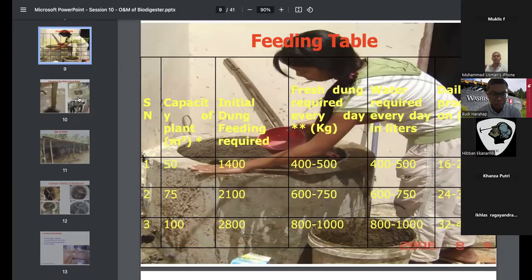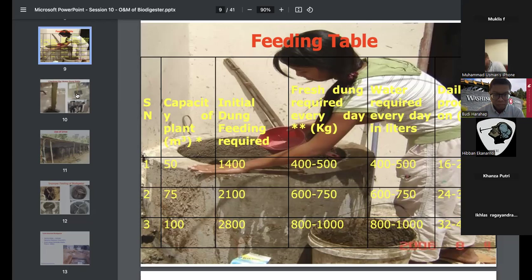This is a common table. Please keep this table in mind when you are constructing a new biogas plant. For example, if you are constructing a 50 cubic meter biogas plant, for the initial feeding you should have 1400 kg of dung. 1400 kg for the first feeding. And then on a daily basis, you should feed 400 to 500 kg of dung.